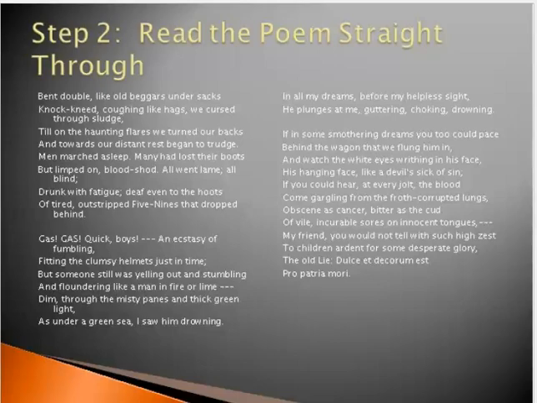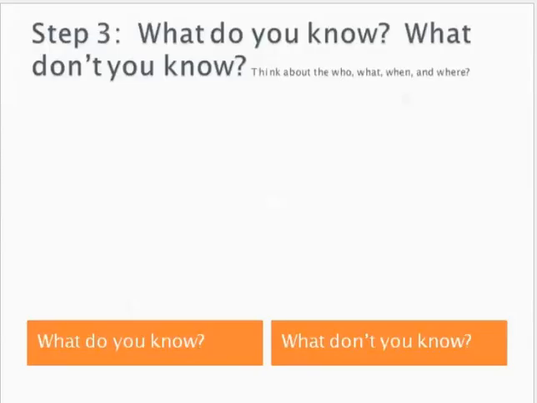So basically, we've just listened to a reading of it. And then ask yourself, okay, what do we know and what don't we know? So think about the who in this poem, what's going on, when it was going on, and the where. And so I'll add a text box here. And if you guys want to, go ahead and make some points there. Go ahead and add. So what do we know?